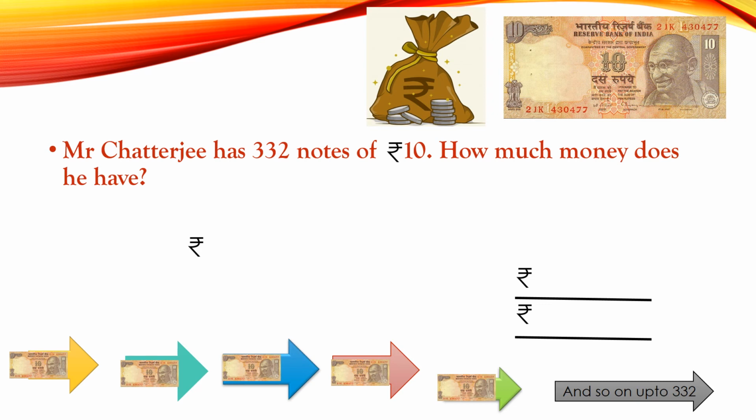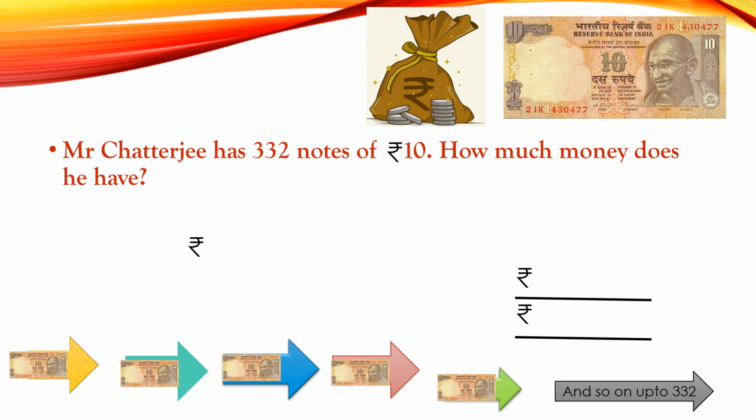Now I cannot show 332 notes, so I simply represent a few notes. That is, I am showing it as 5 arrows and so on up to 332. So we imagine as if there are 332 such notes, and what is the value on each note? It is rupees 10. So as you can see over here, rupees 10 is being repeated, and so we simply multiply. Now let's see how to frame the statement.